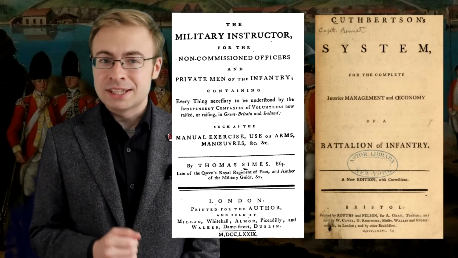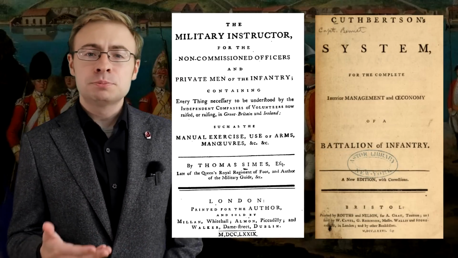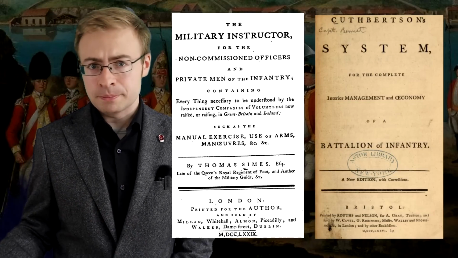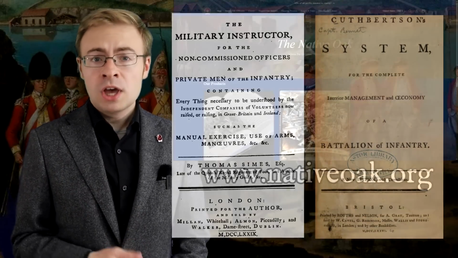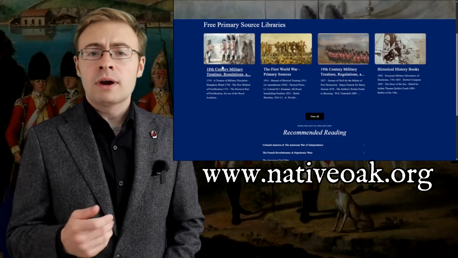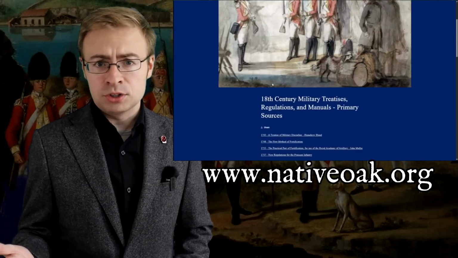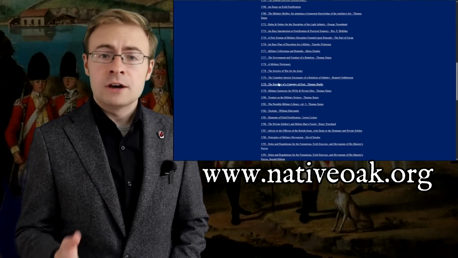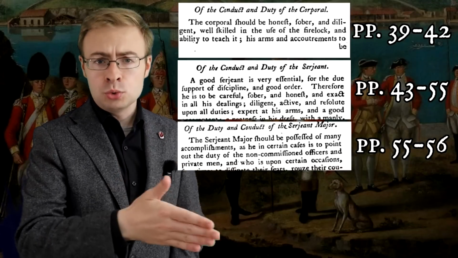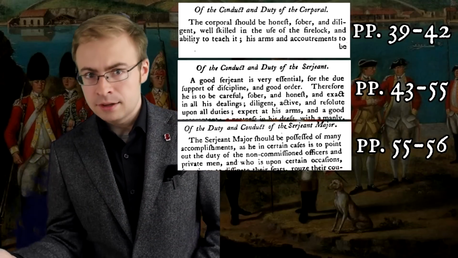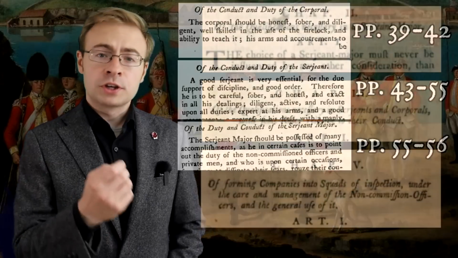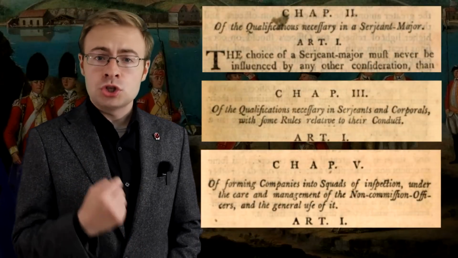Both books were published in 1779, basically as books of recommendations for how to best manage a military organization. Now, if you'd like to look through these books yourself, you'll find them both posted free of charge when you visit my website, nativeoak.org, right alongside a whole slew of other primary sources in the digital library. For Symes, you'll find all this information in the sections labeled "Of the Duty and Conduct of blank," being the respective ranks that are being discussed in the section, while for Cuthbertson, it's all going to be in chapters 2, 3, and 5.